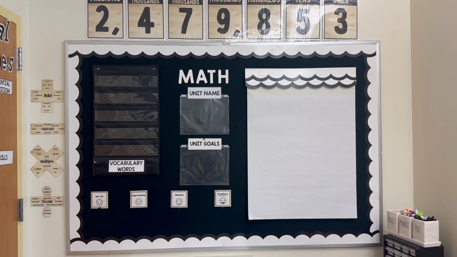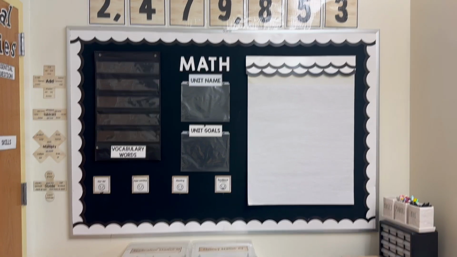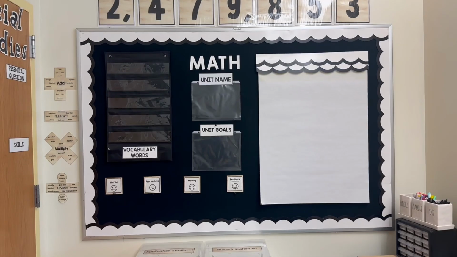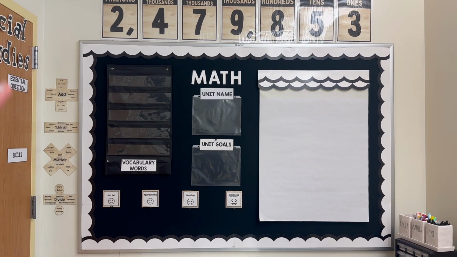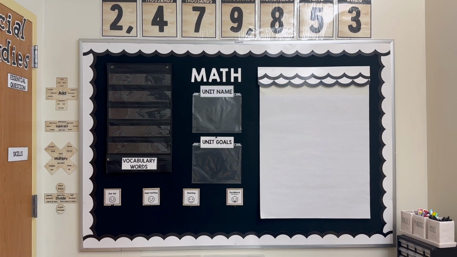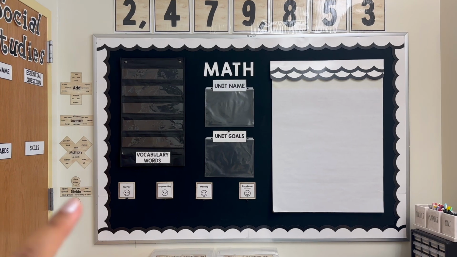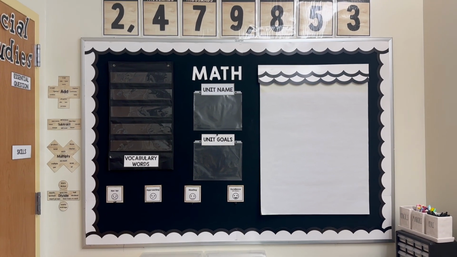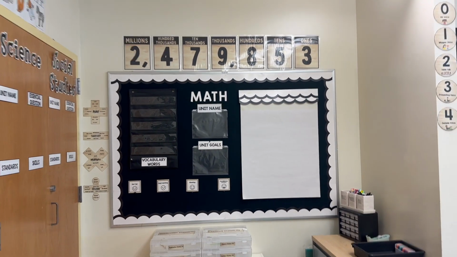All right guys, so this is the final thing for math. I needed to add the unit name and goals, which you guys saw, and then I added the addition, subtraction, multiply, and divide posters as keywords. You can find that on my TPT. And this is our grading scale, which we put exemplars, which you saw. So that's that.